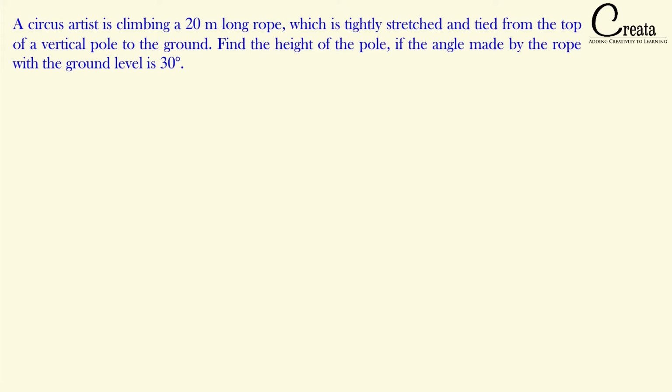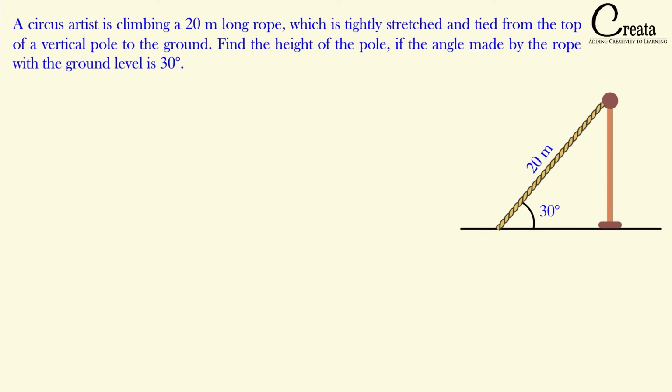First step, we will observe the question and we will try to identify a right angle triangle in the given scenario. In the given question, a pole is given, this is a pole, and a rope is tied to the top of the pole to a point on the ground. So this is the rope which is tied to the top of the pole and the other end is tied to the ground. The length of the rope is given as 20 meter and this angle is given as 30 degree. A circus artist is climbing this rope as an art performance, and in the question we have to find the height of the pole. So this is a scenario given in the question. Are you able to observe a right angle triangle in the given scenario? Yes, here this is a right angle triangle.